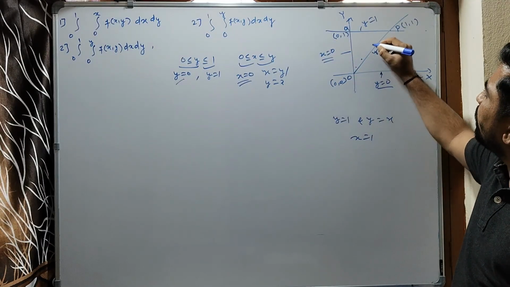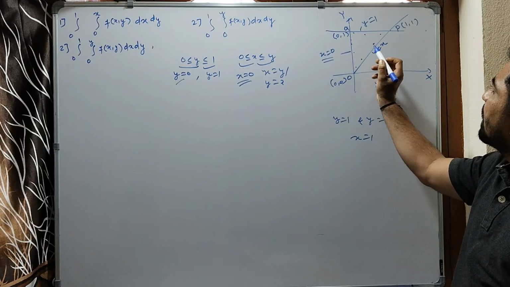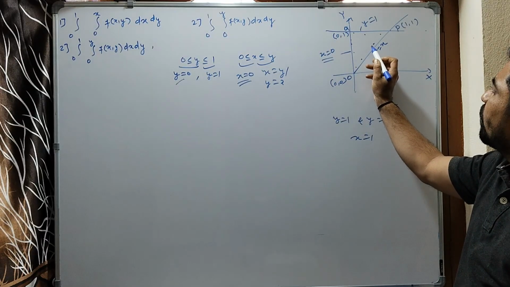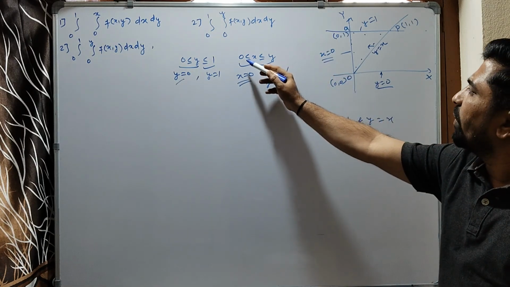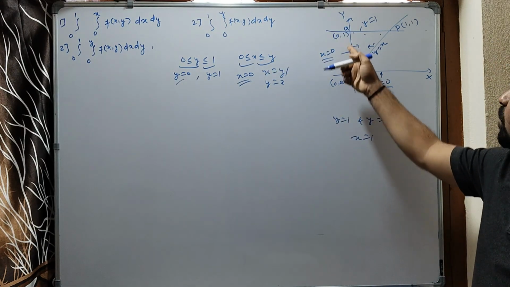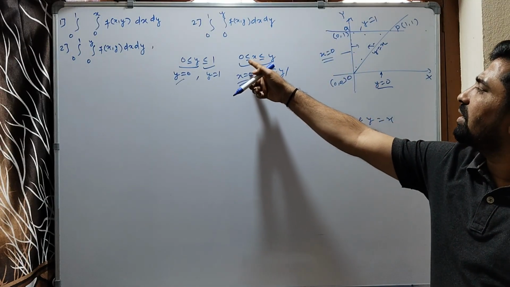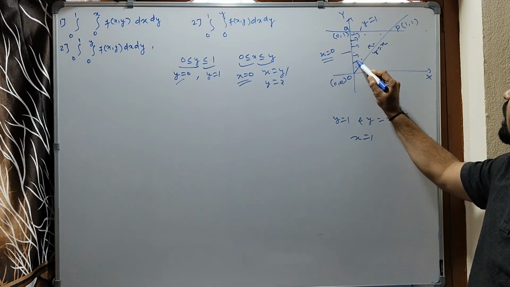So the region of my integration is this triangle. The value of x is less than or equal to y, so this is x equals y, and the value of x is greater than or equal to 0, which means this is the line x equals 0. So this is the region.